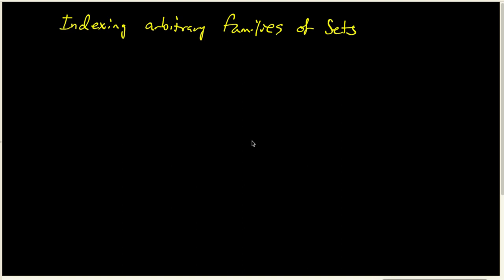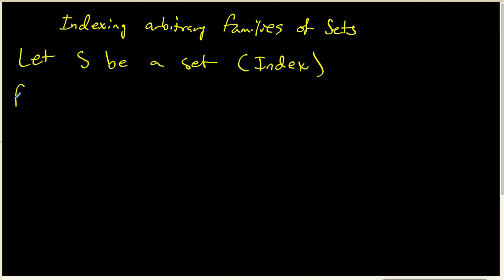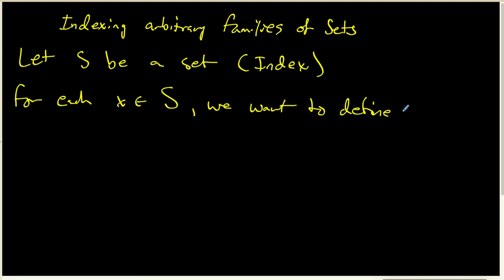In this video, we're going to be looking at some notational conventions of arbitrary families of sets. To get started, I want to let S be a set, and we're going to refer to S as the index set. And for each X inside set S, we want to define or specify a set that is simply going to be called A sub X.